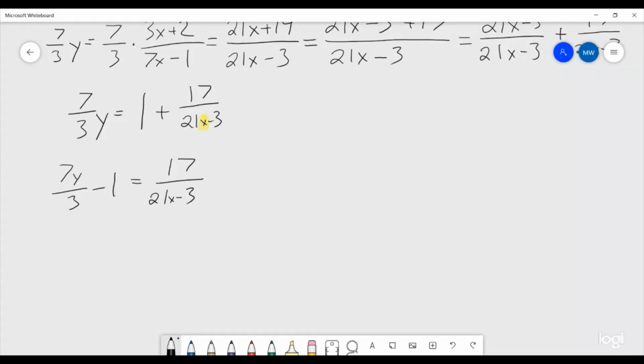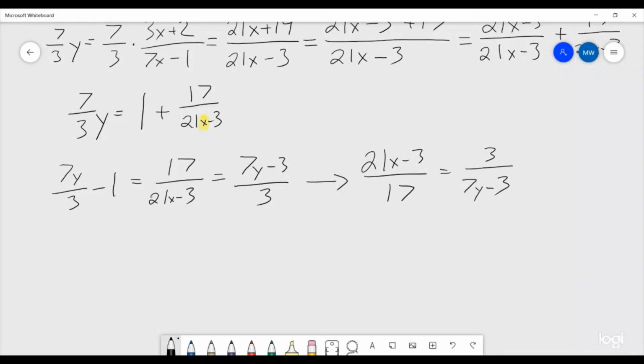Well, 7y over 3 minus 1 is equal to 7y minus 3 all over 3. At this point we have two fractions equal to each other and we are trying to isolate the x. One thing we can do is just flip both fractions. So that tells us that we get 21x minus 3 over 17 is equal to 3 over 7y minus 3.